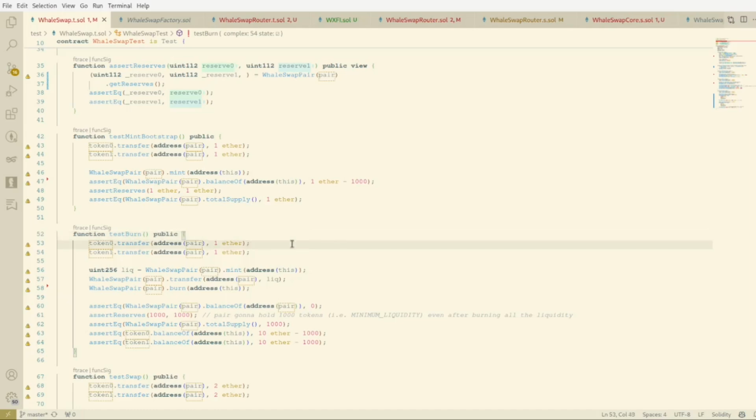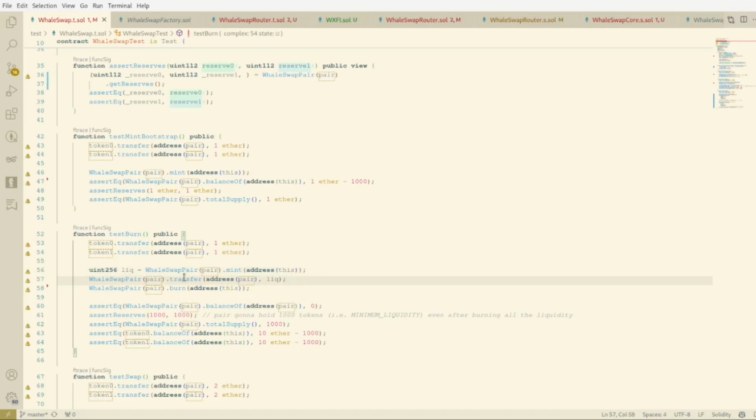So here we have done that, just again simulating the same things. First of all, providing 1 ether worth of both tokens to the pair. What we did in the previous test is not applicable for this function, since we have to do this again and again. So this is again starting a fresh pair. In the fresh pair we have 1 ether worth of both tokens, and then we minted liquidity tokens, that is whale tokens, for the liquidity provider.